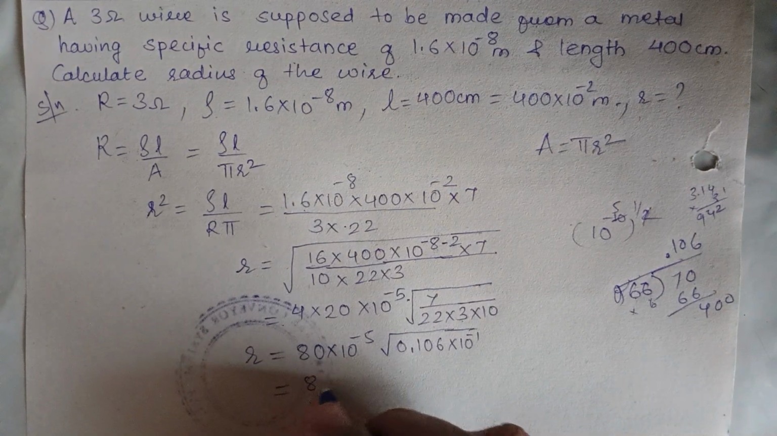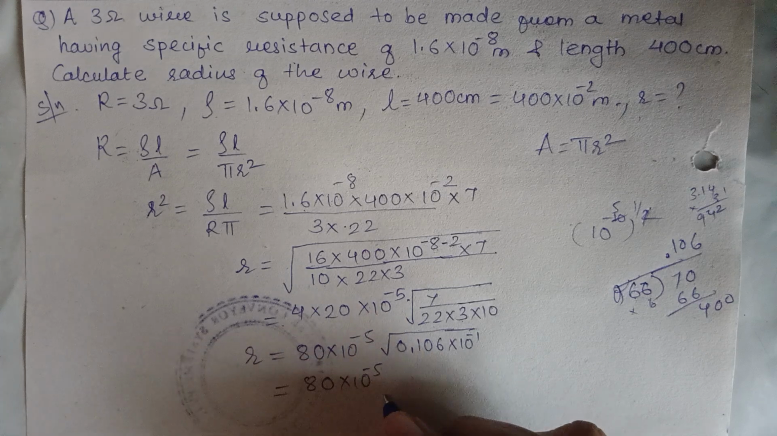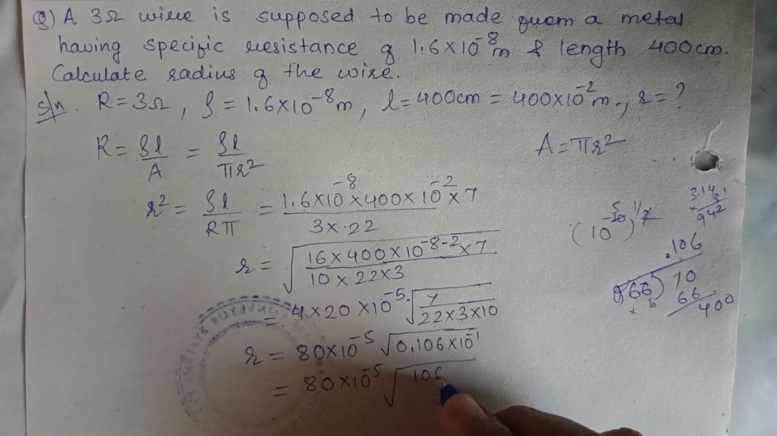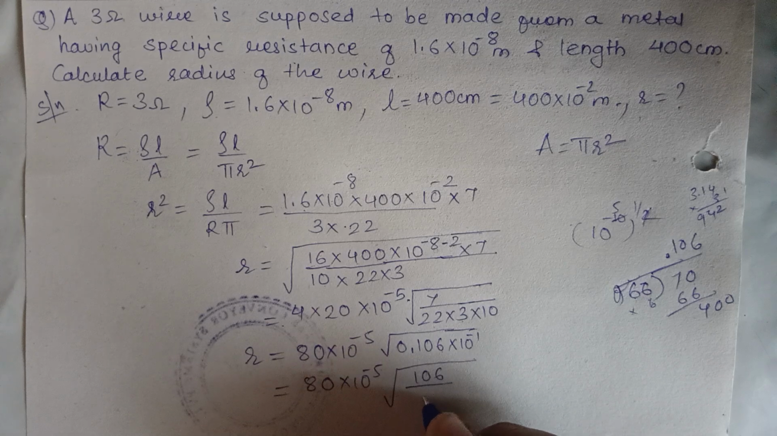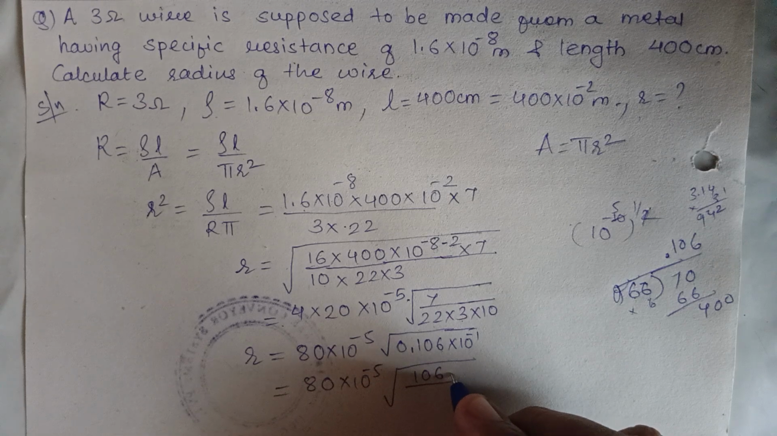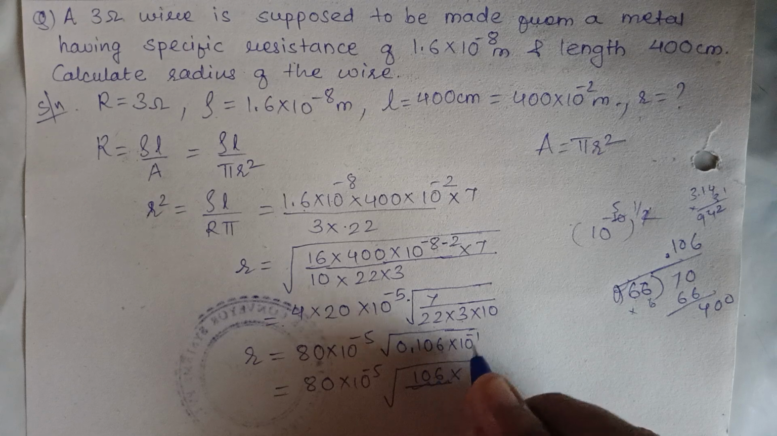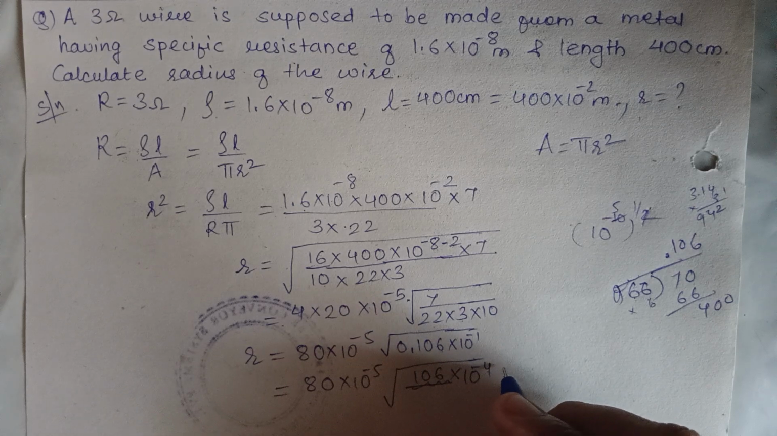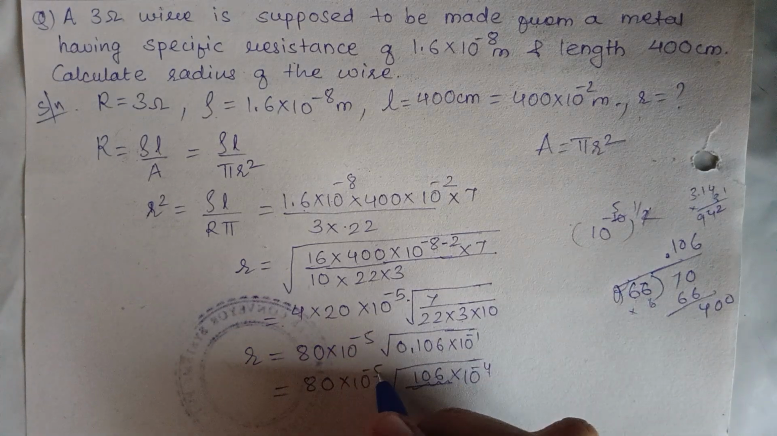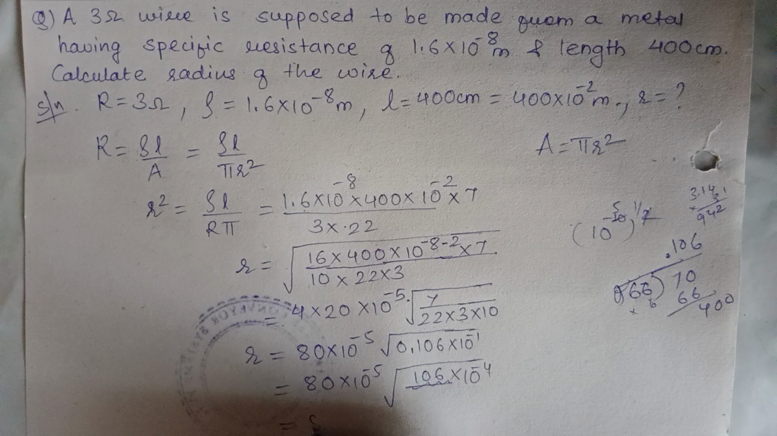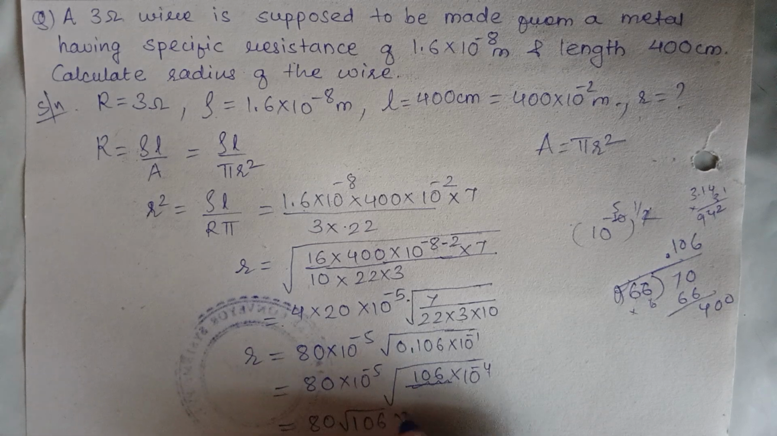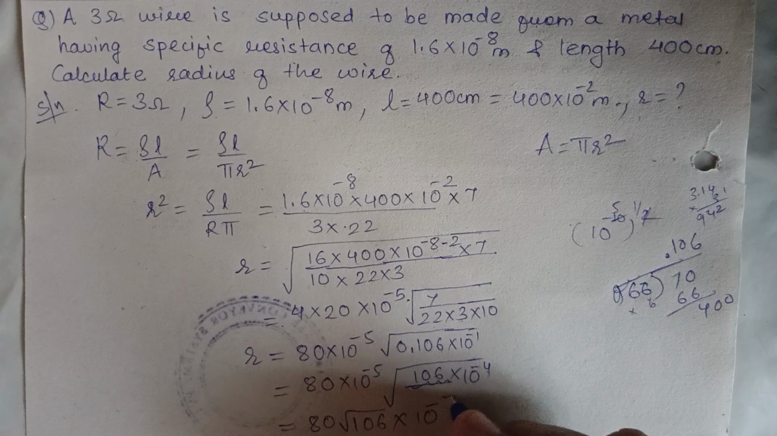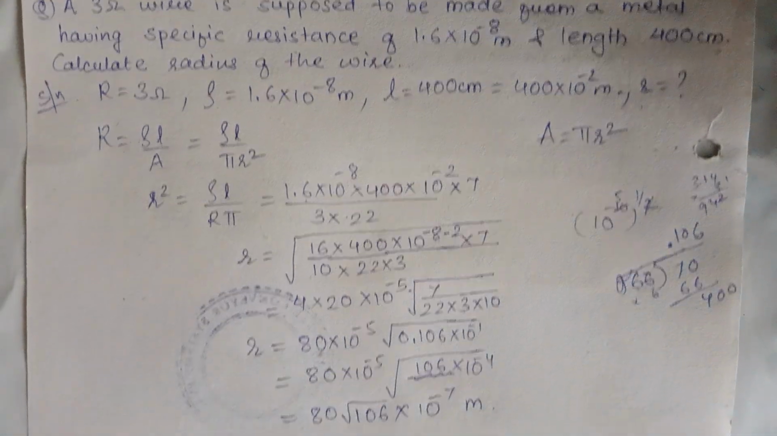So we can write this as 80 into 10 raised to minus 5. We can remove this 106 divided by 1000. So I can write it as 10 raised to 3 minus 3 minus 1, 10 raised to minus 4. This also comes outside by dividing by root 2, that is 1 by 2. So minus 2. So this will be 80 root 106 into 10 raised to minus 7 meter. Okay.